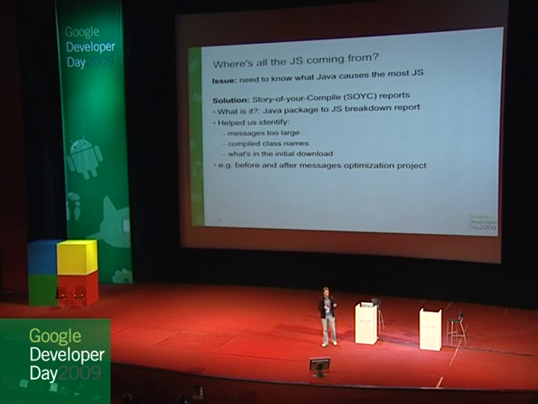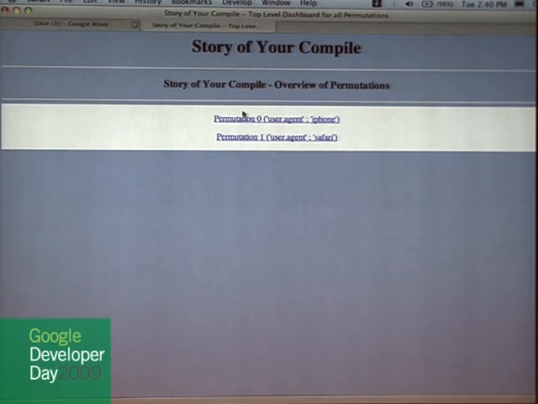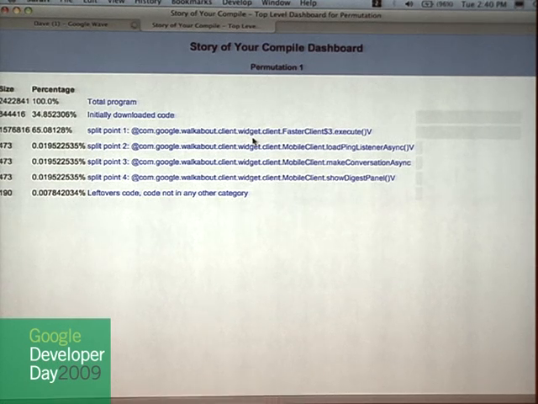Along with getting your initial download size small, it's also very useful to know where all your JavaScript is coming from. GWT has a tool now called the Story of Your Compile, and it looks like this. So this is a recent report run on the Wave client, and you can see in total it's about 2.5 megabytes of code, but in the initial fragment there's only about 800 kilobytes. The rest comes in different points.